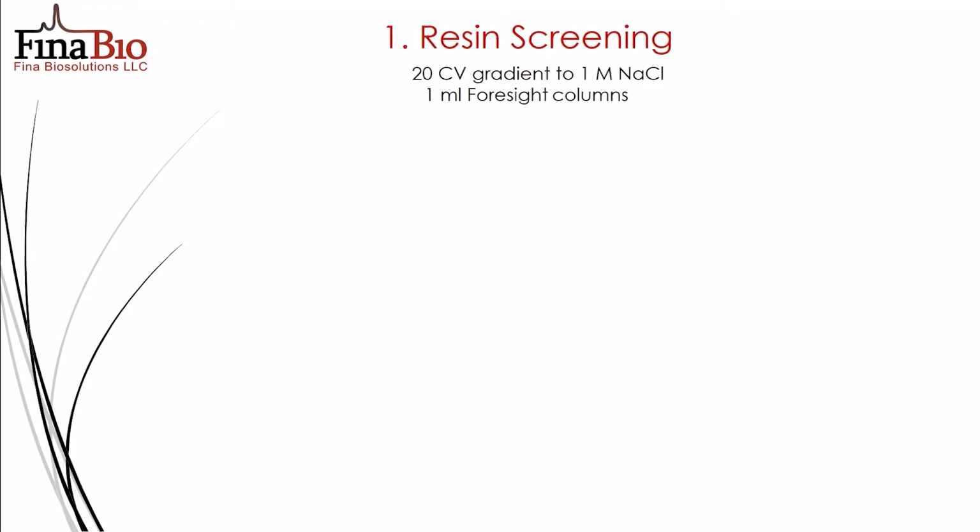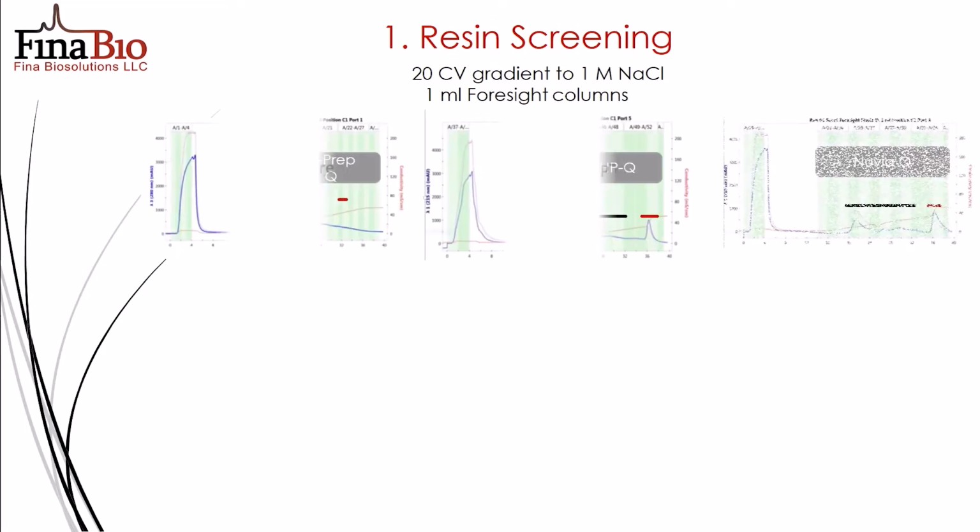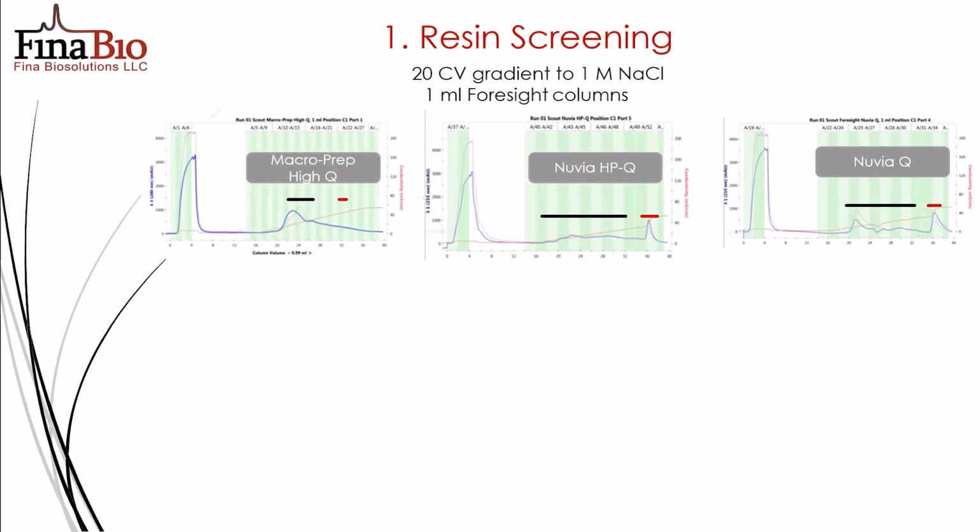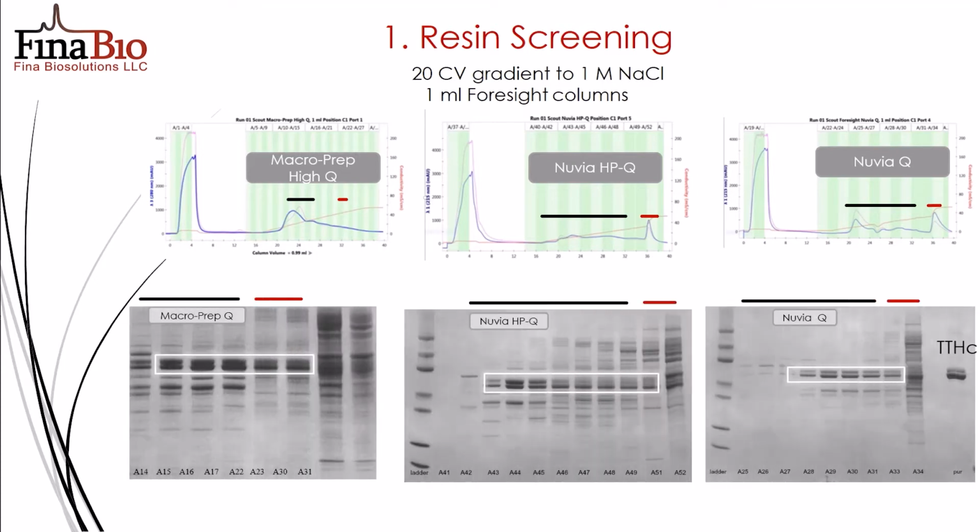So we looked at these three resins. We used 1 ml 4-site columns from Bio-Rad with a 20 CV gradient to 1 molar sodium chloride. Each had a reasonably good binding of the TTHc protein. Shown on the left is the Macro-Prep, in the middle the HPQ, and the Nuvia.